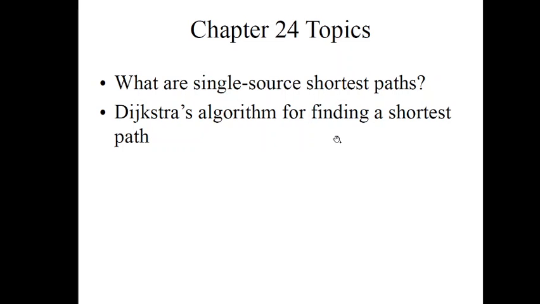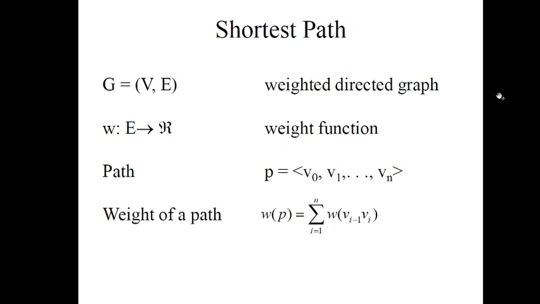And there are two important algorithms for finding single source shortest path. One is Dijkstra's algorithm and another one is the Bellman-Ford algorithm. Here we will consider a weighted directed graph, and the graph is described by an ordered pair V comma E. Remember that it is a directed graph, a weighted directed graph, and weight is associated with edges. The weight function is a function from E to the real domain.